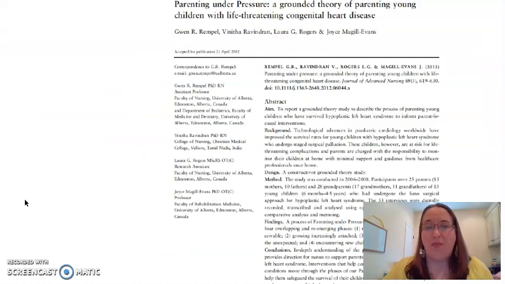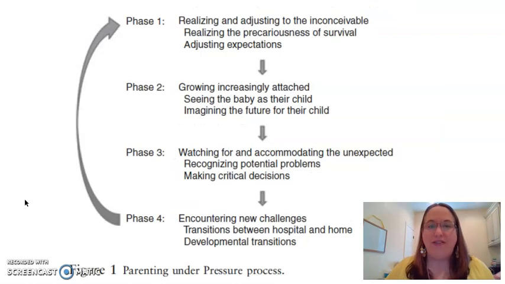And this is an example. This one's called Parenting Under Pressure. It's a grounded theory study looking at how parents who have young children with life-threatening congenital heart issues cope with becoming that parent, and the processes and problems that they encounter on a daily basis because of their child's congenital health issues. How people cope, that's a process. So that's a good kind of question to ask if you want to do a grounded theory study.